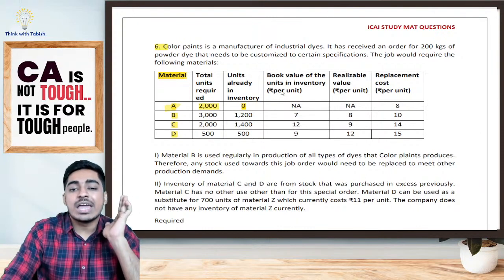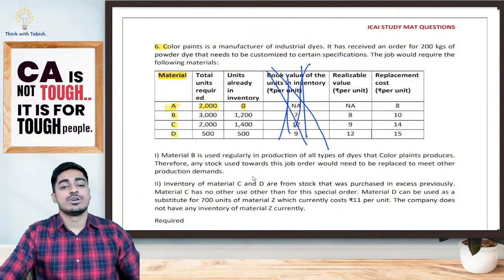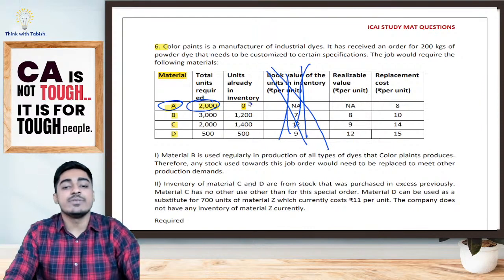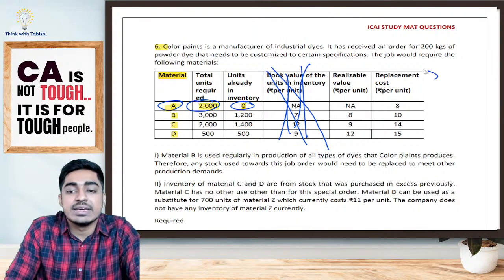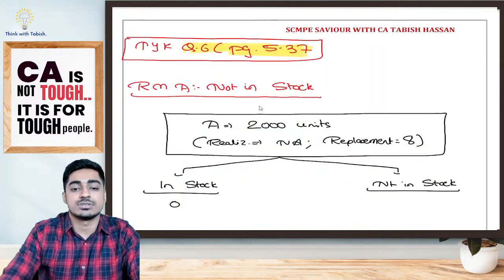Firstly, we have book value. Book value is not relevant. It is historic, sunk cost. We'll scratch it off. Raw material A, 2000 units we want. Units are not there in inventory at all. So the complete 2000 units we should buy. To buy, how much are we paying? Purchase price, replacement cost, 8 rupees per unit. So 2000 into 8 will be our relevant cost.